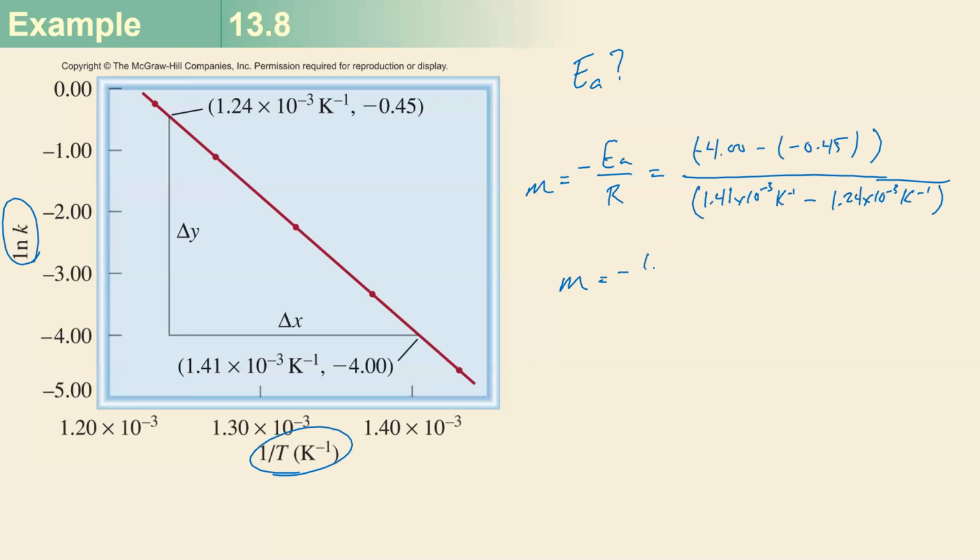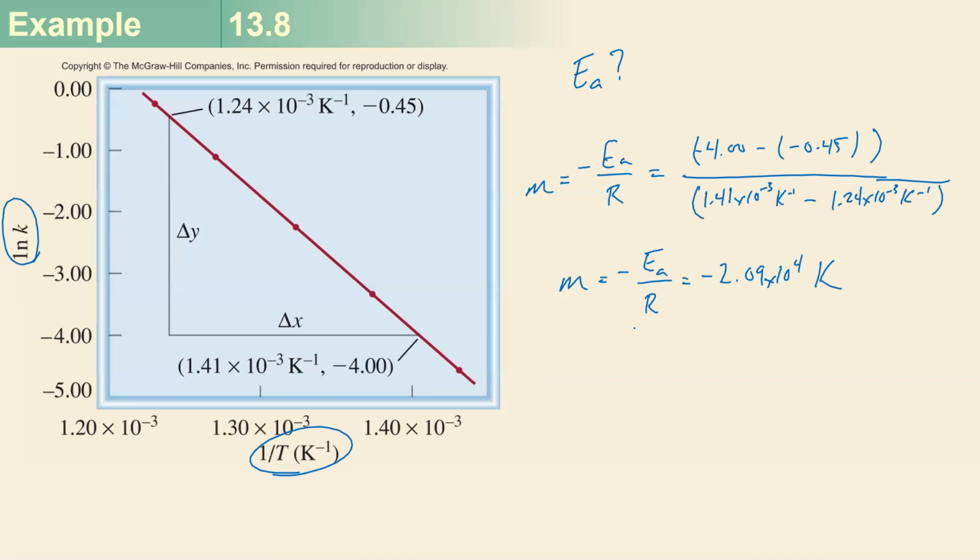M, which again is negative activation energy over R, is equal to negative 2.09 times 10 to the 4th. Now, units here: the top doesn't have any units, right? The bottom is 1 over Kelvin, and so divided by Kelvin means Kelvin is now in the numerator. And so our units here are Kelvin. So that's the slope of this line.